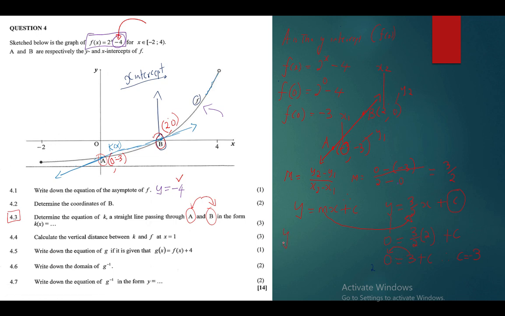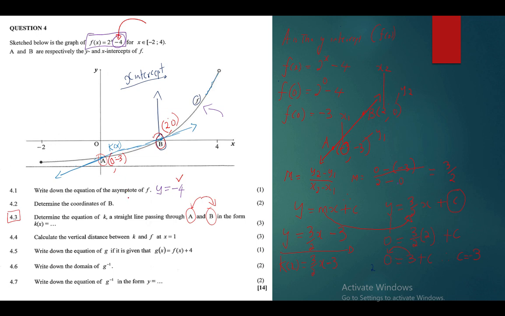So the equation of this straight line is y equals 3 over 2 x minus 3. This is the equation of a straight line. K of x, you can even call it, you say k of x equals 3 over 2 x minus 3. The equation of a straight line passing through the points A and B. Guys, we should know how to find the equation of a straight line passing through 2 points, A and B.